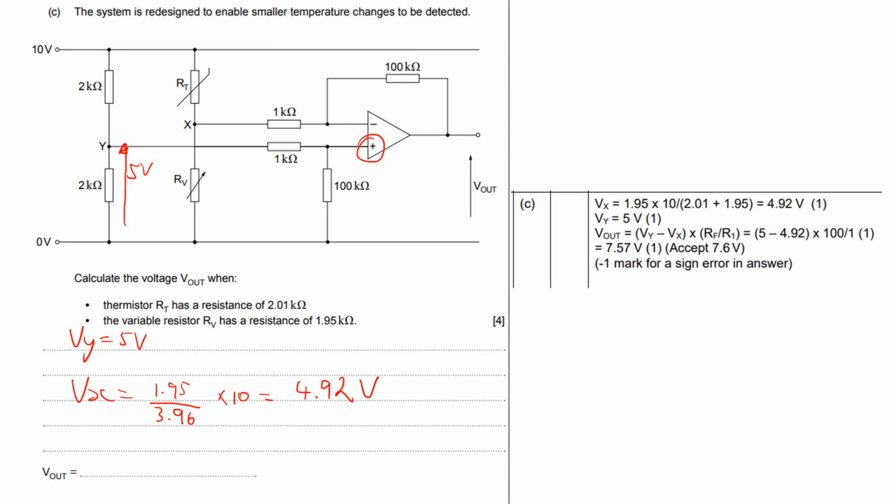How many times bigger is the output going to be? Well, there is an equation on the data sheet, but I know the gain is 100. So I know it's V diff times gain equals 100.